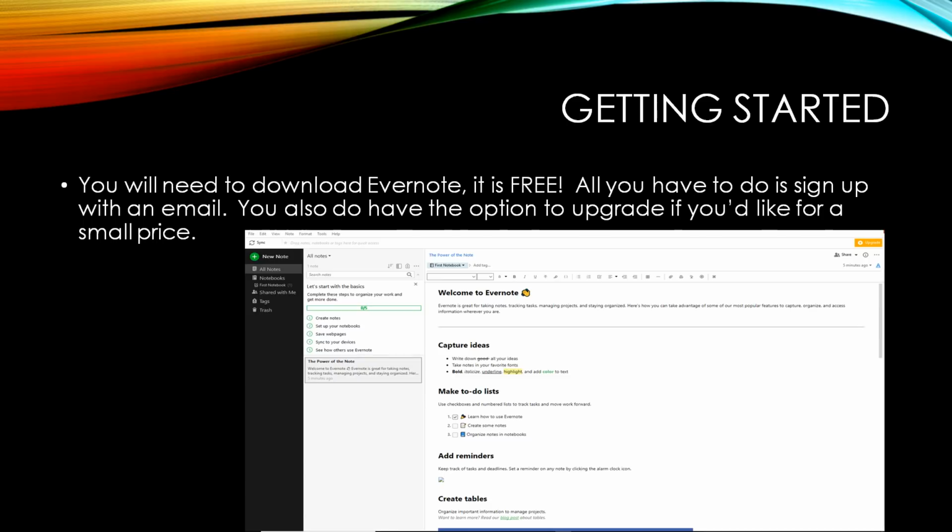Getting started, you will need to download Evernote, and it is free, everybody. It is absolutely free, but there is an upgrade version. I actually have seen it, and it is fantastic. However, to start out with, it's definitely not something I would go and spend a bunch of money on, but I actually don't even know how much it is. If somebody knows, put it in the chat. All you have to do is sign up with an email. You also have the option, like I said, to upgrade if you'd like for a small price.